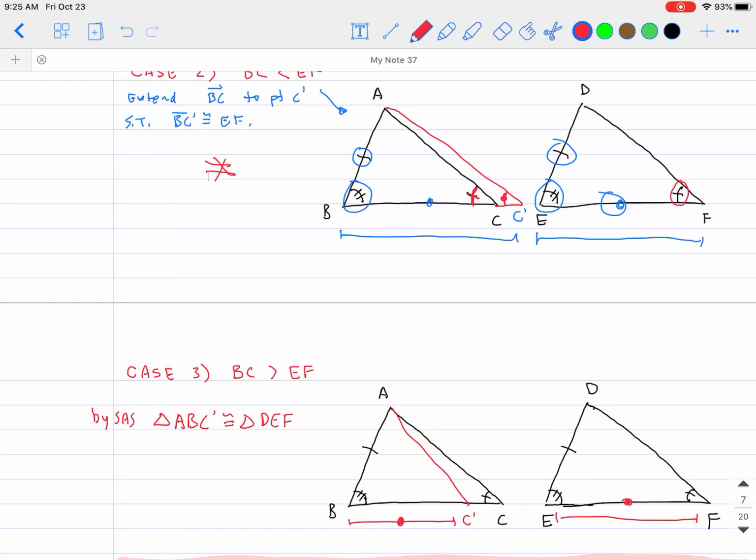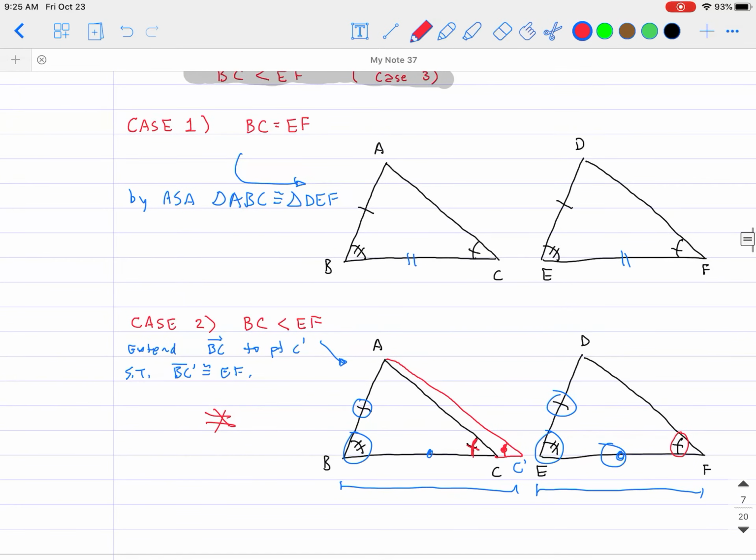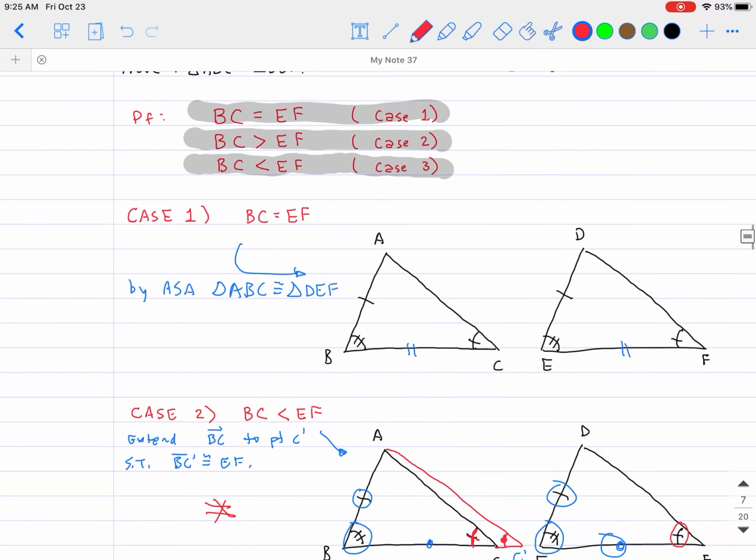So just like before, triangle ABC prime is going to be congruent to triangle DEF by SAS. You can see it right there: S, then A, and then S once again. Now, same as before, that means the angle AC prime B, this angle right here, should be congruent to this angle right here by corresponding parts. And just like in case 2, that's an impossible situation because once again, we have a remote interior angle which is equal to its exterior angle, and that is going to contradict our exterior angle theorem.